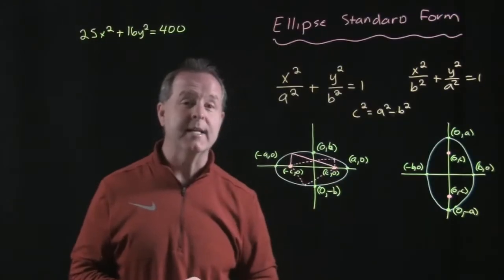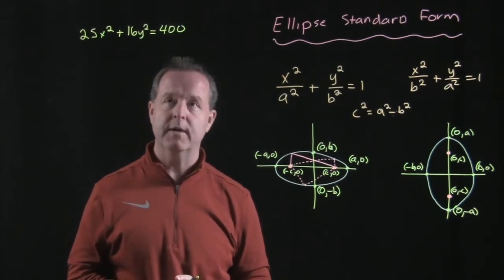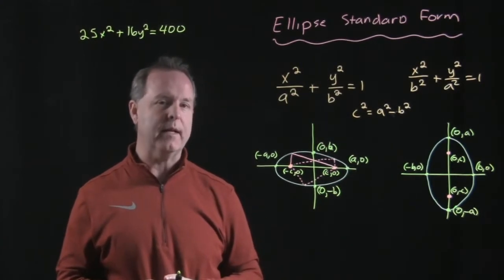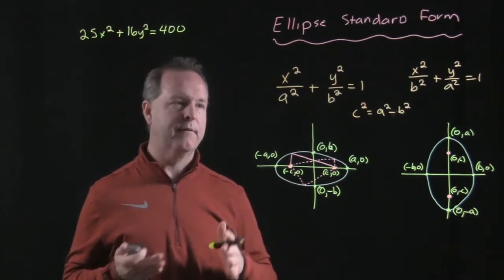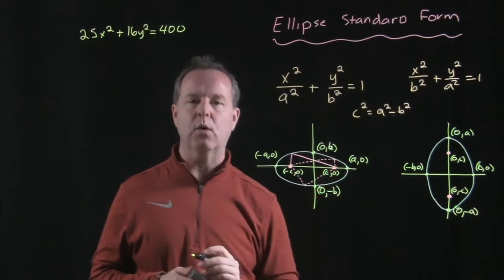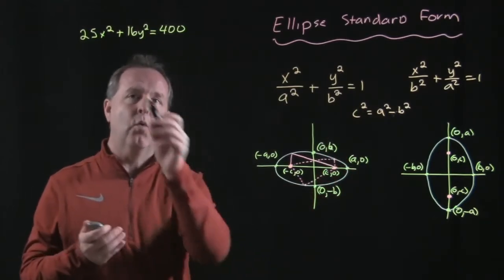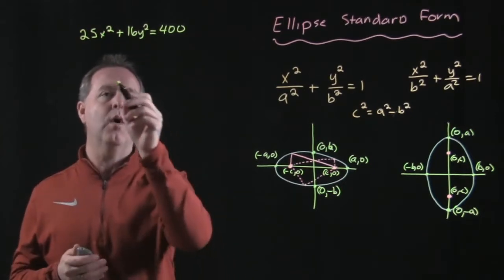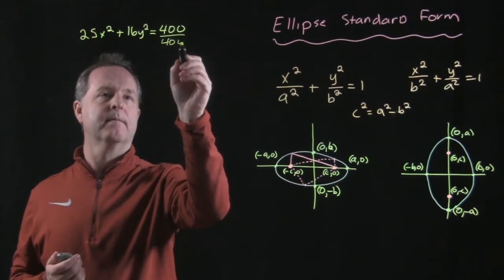Now you may not recognize it, but 25x squared plus 16y squared equals 400 is an equation for an ellipse, but it's not an equation of an ellipse in standard form. For it to be in standard form, it needs to equal 1. So to do that, what we're going to first do is work this out where we have it equal to 1. So we're going to divide both sides by, you're right, 400.